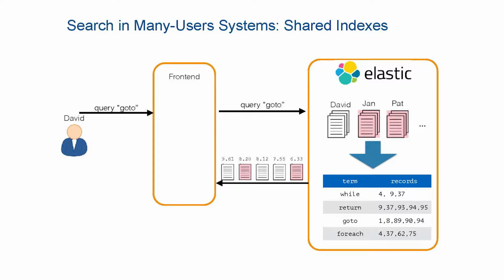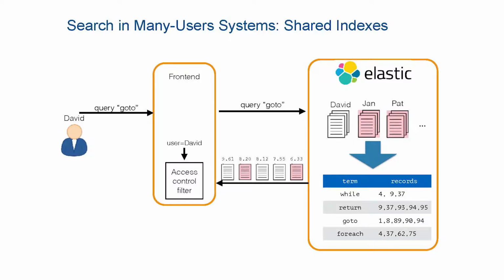If they're just my documents, those are the white ones. This backend, however, doesn't know what my documents are. It also sends back other people's documents. And so it's the front end's job now to apply an access control filter. It allows us to redact those documents that we shouldn't see. It leaves those documents plus the scores in place, and I get my stuff back.